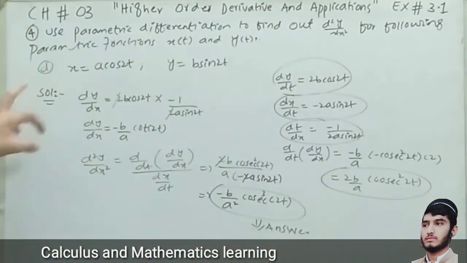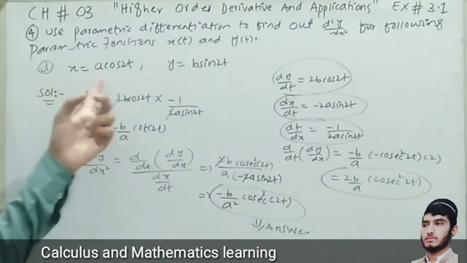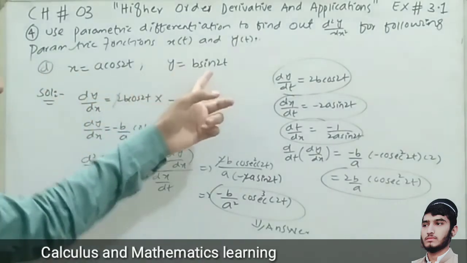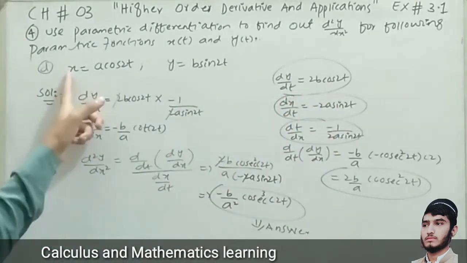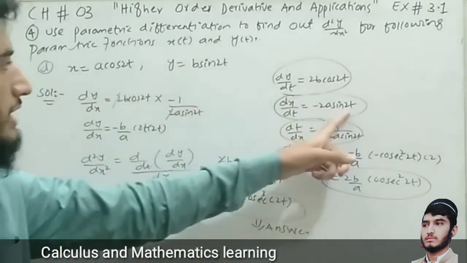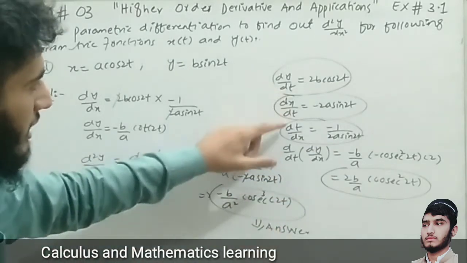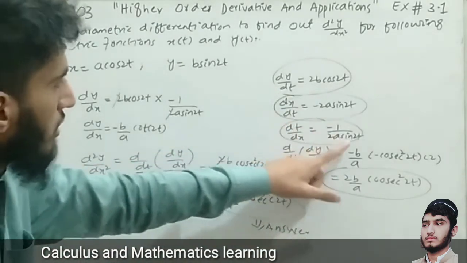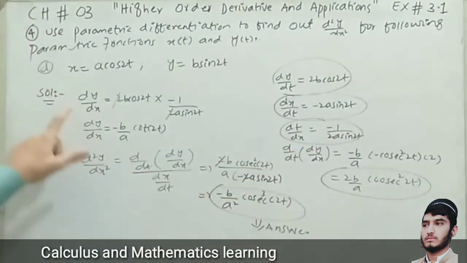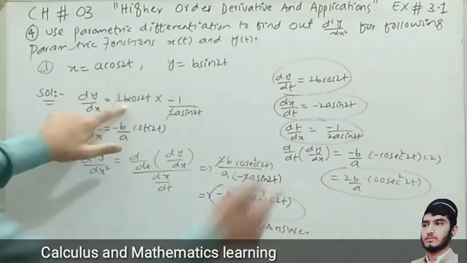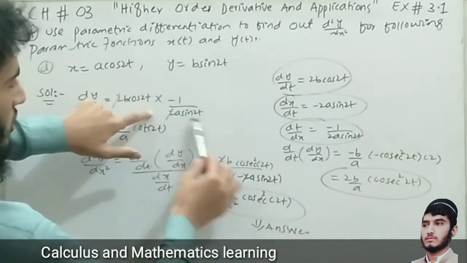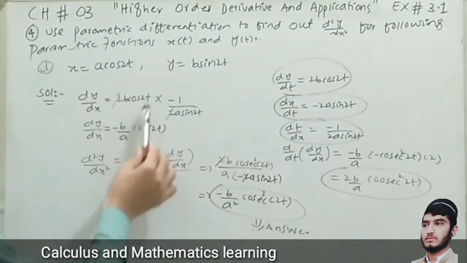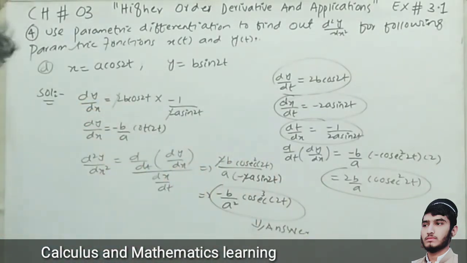Now move to part number D. Part D tells that x is equal to a cos 2t and y is equal to b sin 2t. The derivative of y with respect to t is 2b cos 2t, and the derivative of x with respect to t is minus 2a sin 2t. Reciprocate this, it becomes dt by dx, which is minus 1 over 2a sin 2t. Now dy by dx will be dy by dt, which is 2b cos 2t, multiplied by dt by dx, which is minus 1 over 2a sin 2t. So by simplification it will give us minus b by a cot 2t.